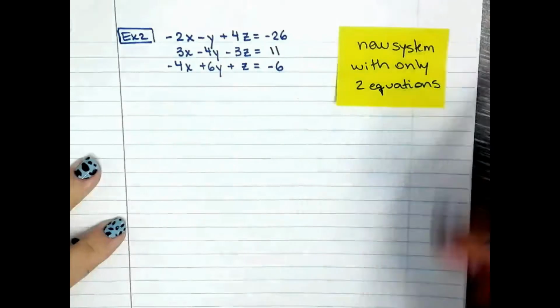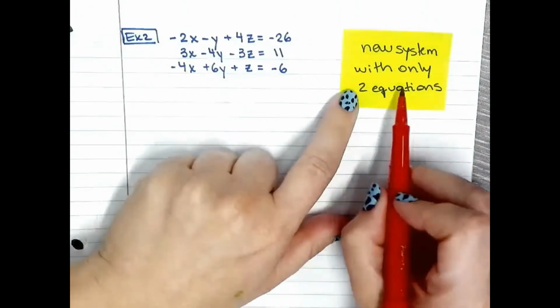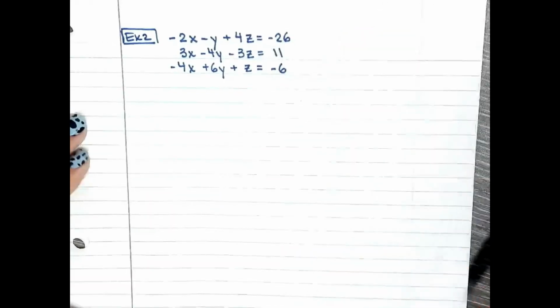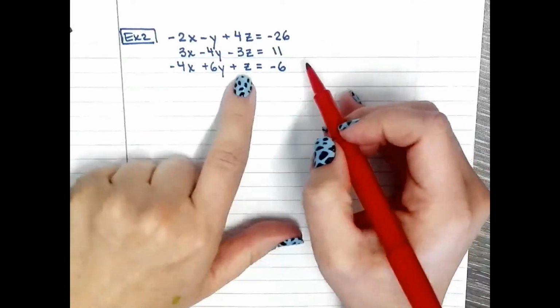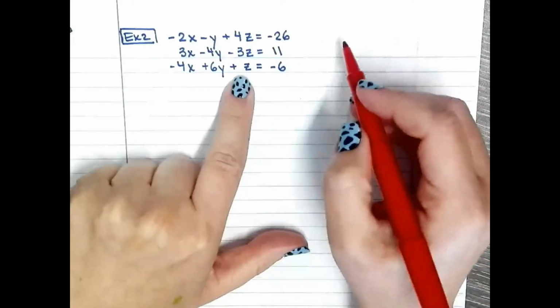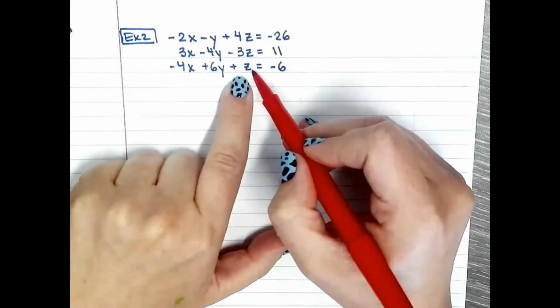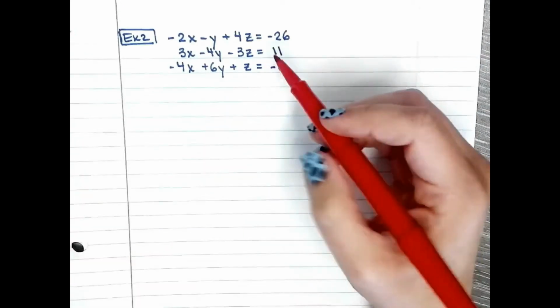So just remember, the whole point is you eliminate one variable, and then you come up with a new system with only 2 equations and 2 variables. So right here, I will eliminate z just because at least this one is 1. If you want to try to eliminate y, and then tell me how it goes.